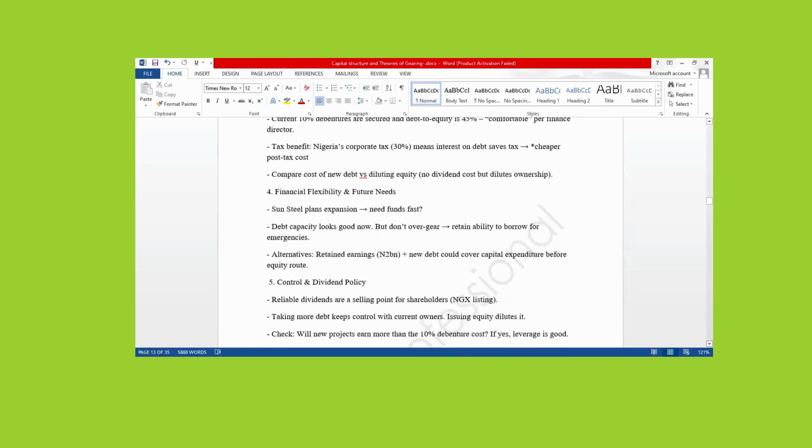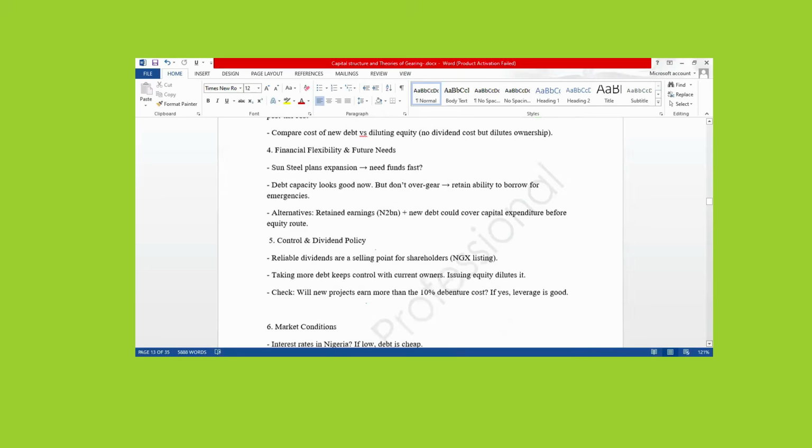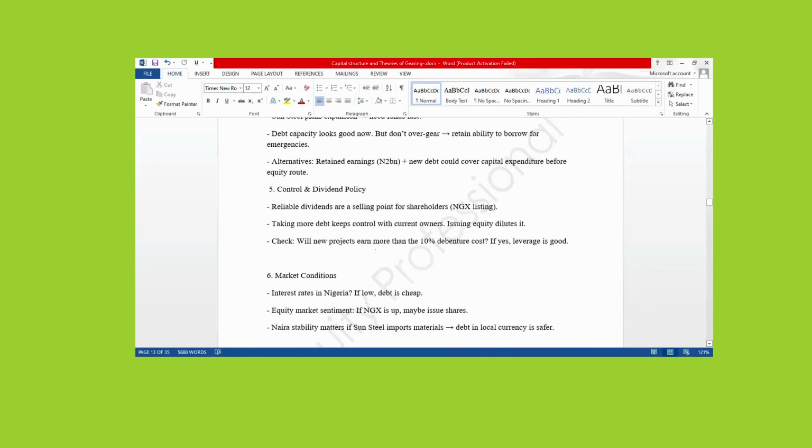Number 5, control and dividend policy. Reliable dividends are selling points for shareholders.